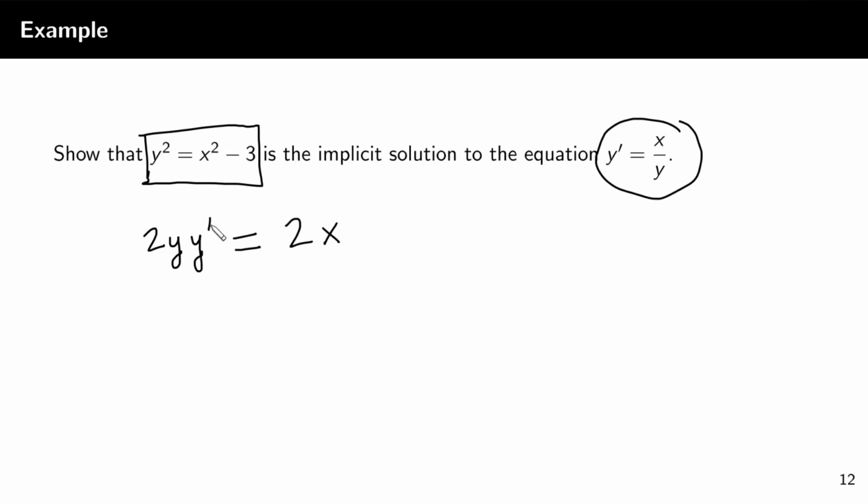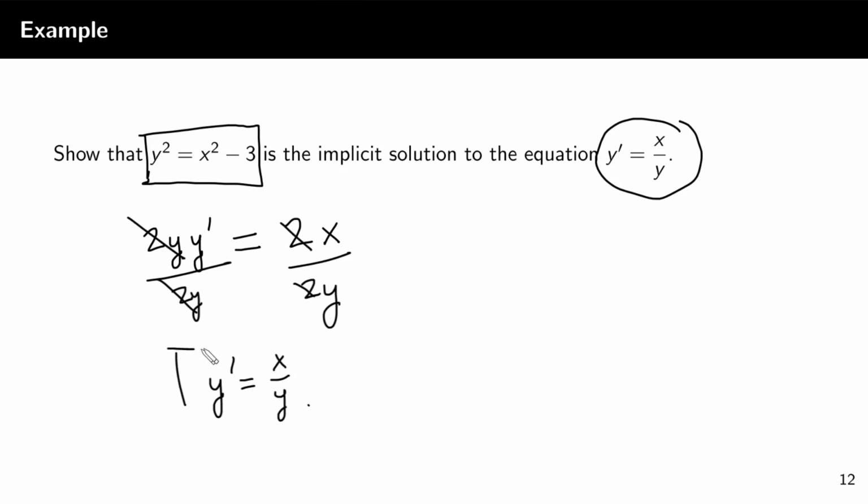Okay. And then ang gagawin lang natin ay i-divide yung both sides ng 2y. So cancel yung 2y. I have y prime is equal to, sa kanan naman, cancel yung 2. I have x over y. So, this is just a simple example of an implicit solution and how to show that that implicit solution is indeed a solution.